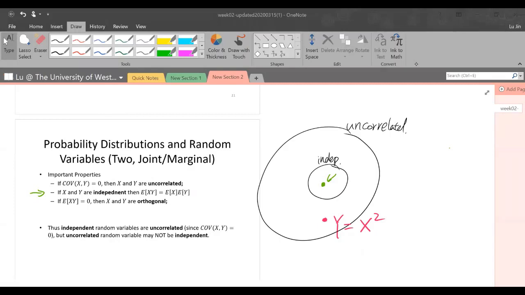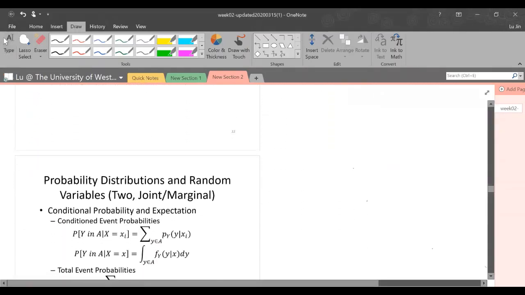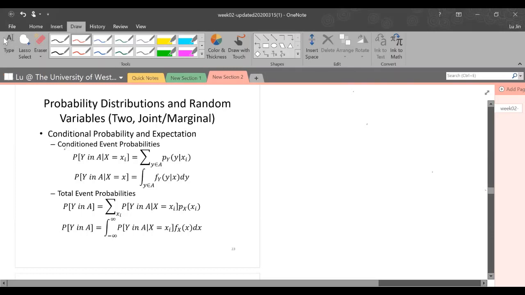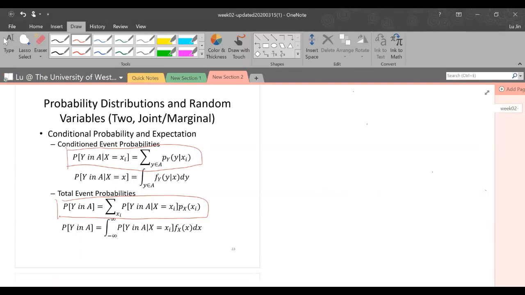Now let's move on to the next topic. In the next two slides, we are going to study conditional probability and expectation. In the current slide showing on screen, there are four formulas. These four formulas can be divided into two groups. In the first group, this formula and this formula are used for discrete random variable cases, and the other two formulas are for the continuous cases.